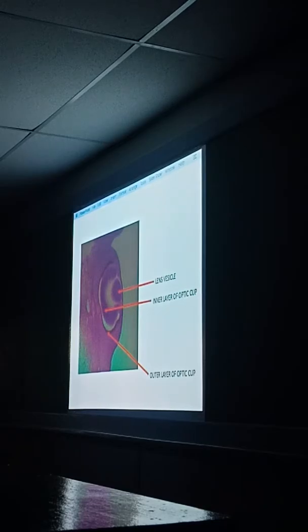Now, the outer layer of the optic cup, the fate of which is what we call your pigment epithelium of the retina. Okay? Pigment epithelium of your retina. And this one is your outer layer of the optic cup, while this one is your inner layer of the optic cup, and the fate of which is the rest of the layers of the retina. You have your bipolar layer, your ganglion cell layer, all the layers.